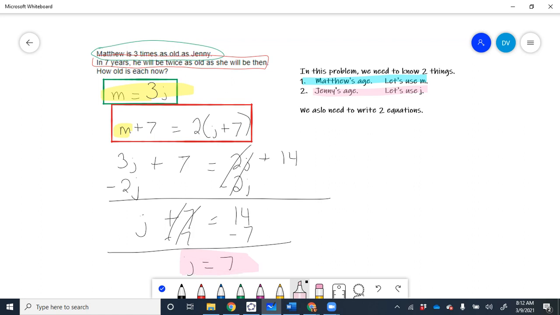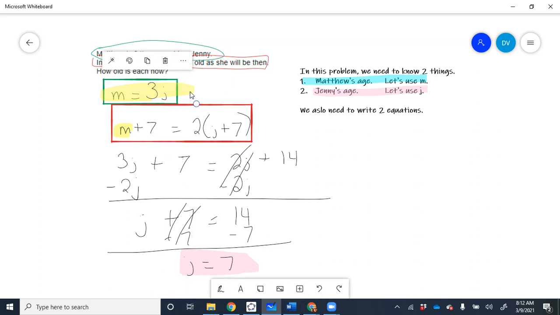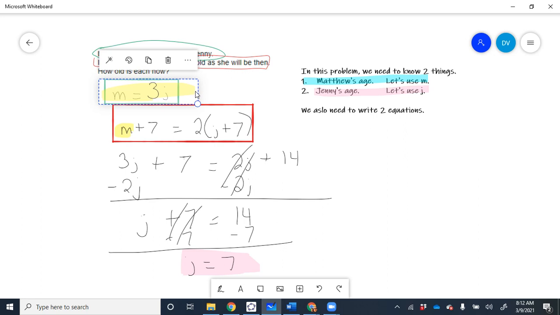Part of our solution. Now what we get to do is go back to either one of these original equations, the red one or the green one, the one in the red box or the one in the green box.